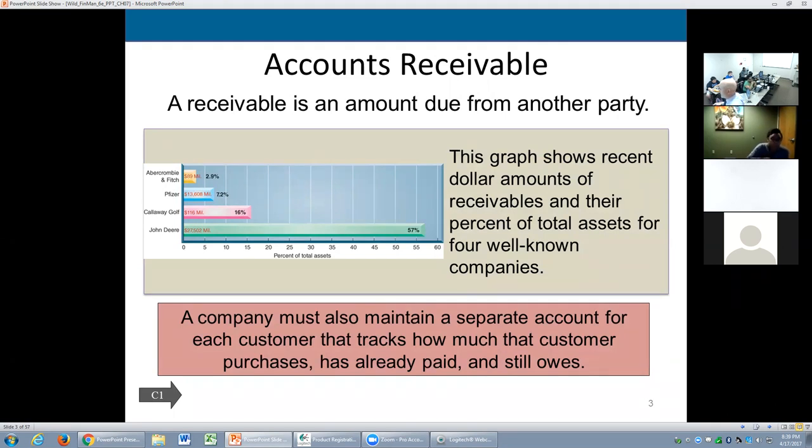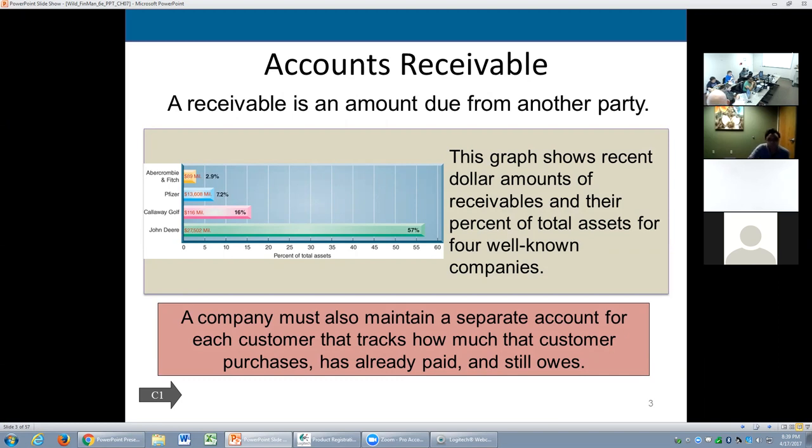So look at Deere. 57% accounts receivable represents 57% of their total assets. Whereas Abercrombie, 2.9%. Now, when you look at the dollar amount of receivables, it would be nice to know what that's based off of, so it'd be nice to know sales or at least a dollar amount. So I want to direct you more to the percentages.